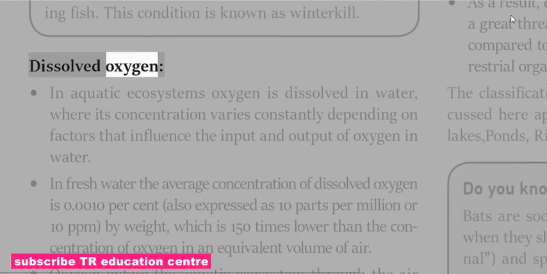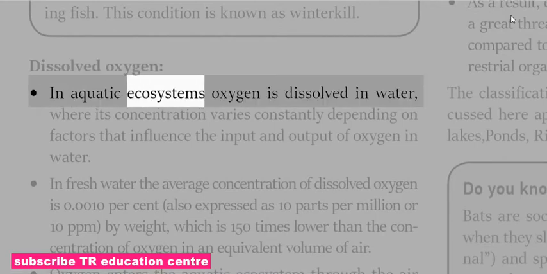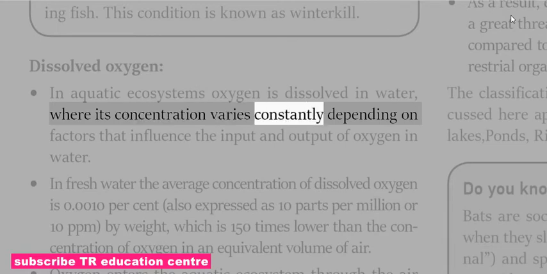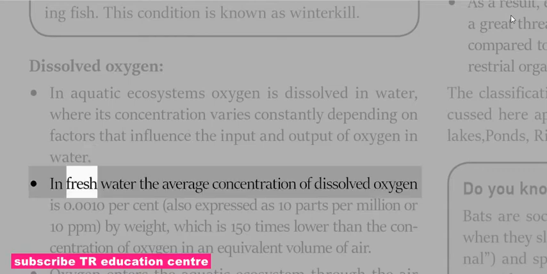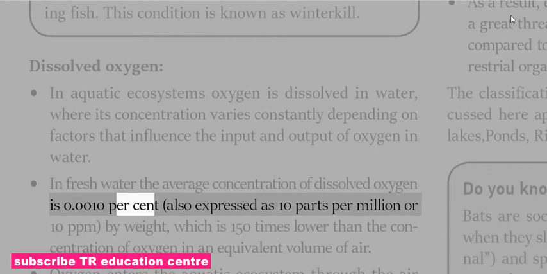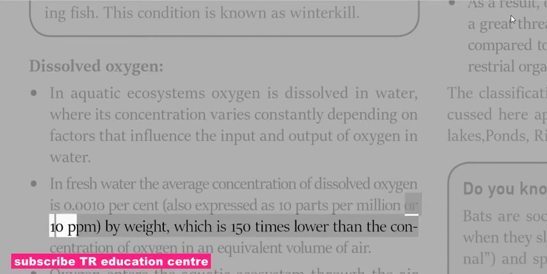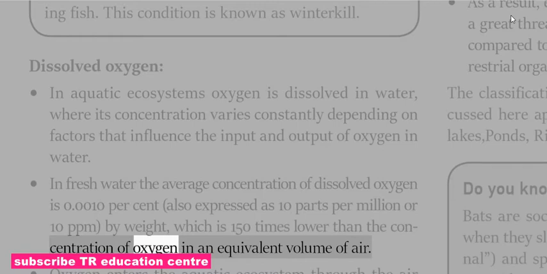Dissolved oxygen. In aquatic ecosystems oxygen is dissolved in water, where its concentration varies constantly depending on factors that influence the input and output of oxygen in water. In fresh water the average concentration of dissolved oxygen is 0.0010%, also expressed as 10 parts per million or 10 ppm, by weight, which is 150 times lower than the concentration of oxygen in an equivalent volume of air.